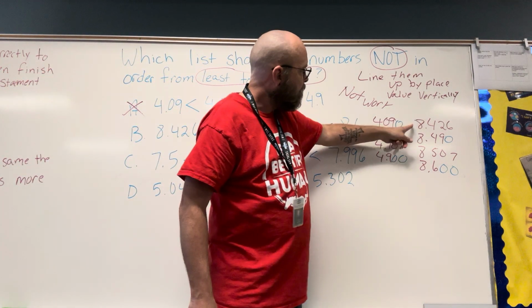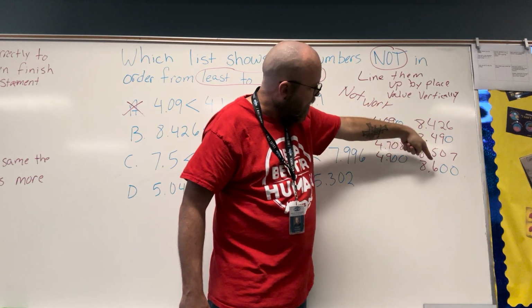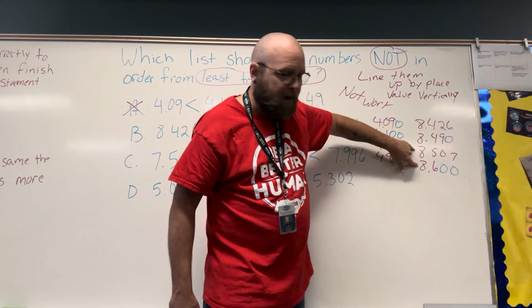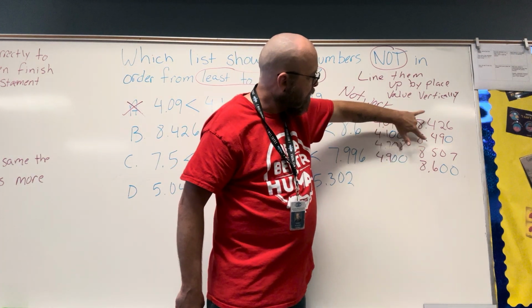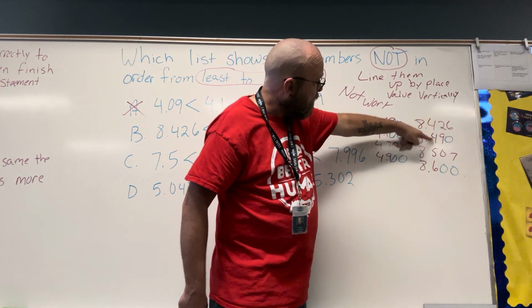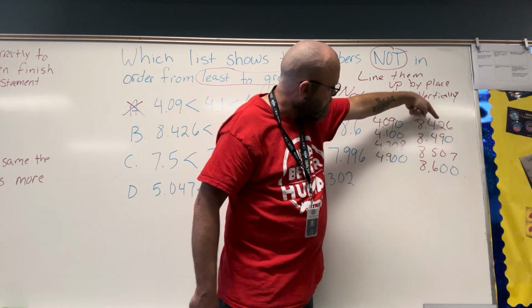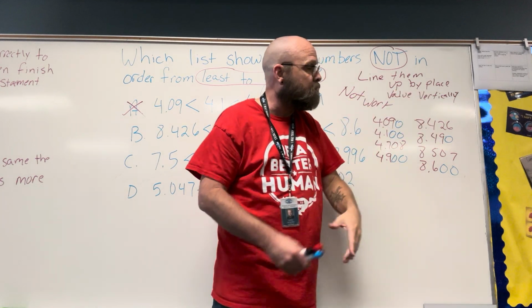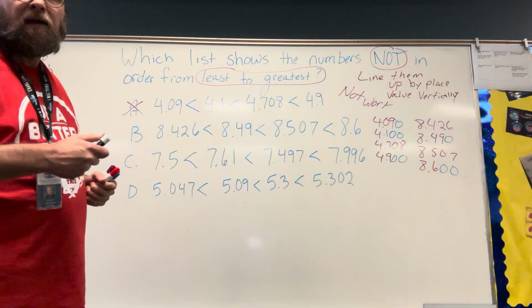If we look here, they all have 8s in the ones place. Then we have a 4, 4, a 5, and a 6. So that tells me I can guarantee these two are in order from least to greatest. So now all I have to do is compare these two. And we know that the tenths place is the same. Hundredths place, this is a 2, this is a 9. And 9 is greater than 2, so it is in order from least to greatest. So that cannot be my answer.